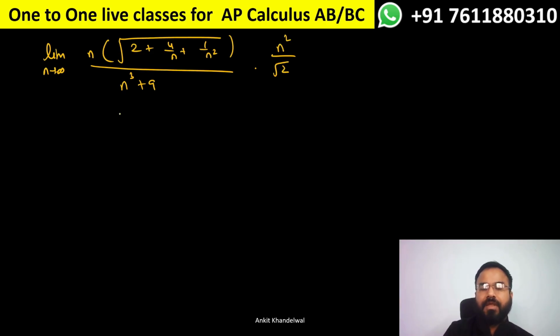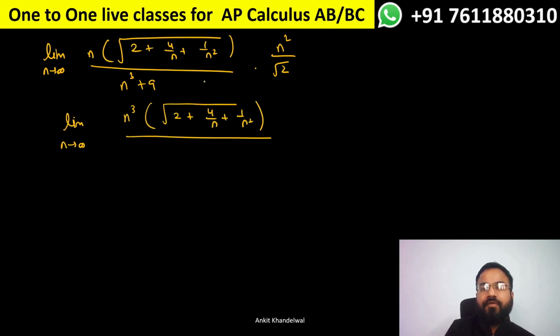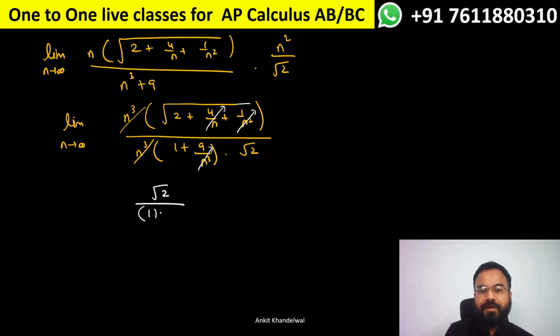Now if you multiply n and n square, it will become n cube, and here we are left with 2 plus 4 over n plus 1 over n square. Now from the denominator also, we can take n cube as common. It will be 1 plus 9 by n cube multiplied by square root of 2. N cube will get cancelled out. Since n is going toward infinity, 4 upon n will become 0, 1 upon n square will also become 0, 9 by n cube will also become 0. So we are left with root 2 from the numerator and 1 times root 2 from the denominator. So basically we are left with 1.